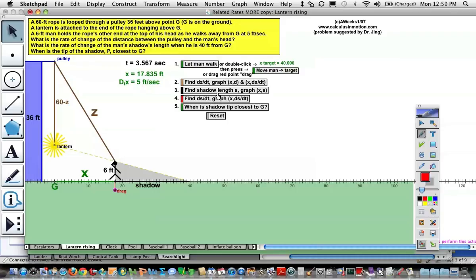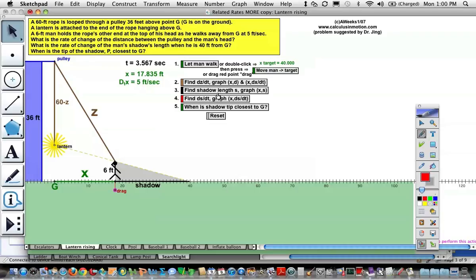Now, there's one rate for sure here that's a constant. What is that? How fast he walks. 5 feet per second. Now, with the labels that are up here on the picture, and that's one of the most important things in this problem, proper labeling of the different quantities, what would we call the rate he's walking, 5 feet per second, using the labels in the picture?